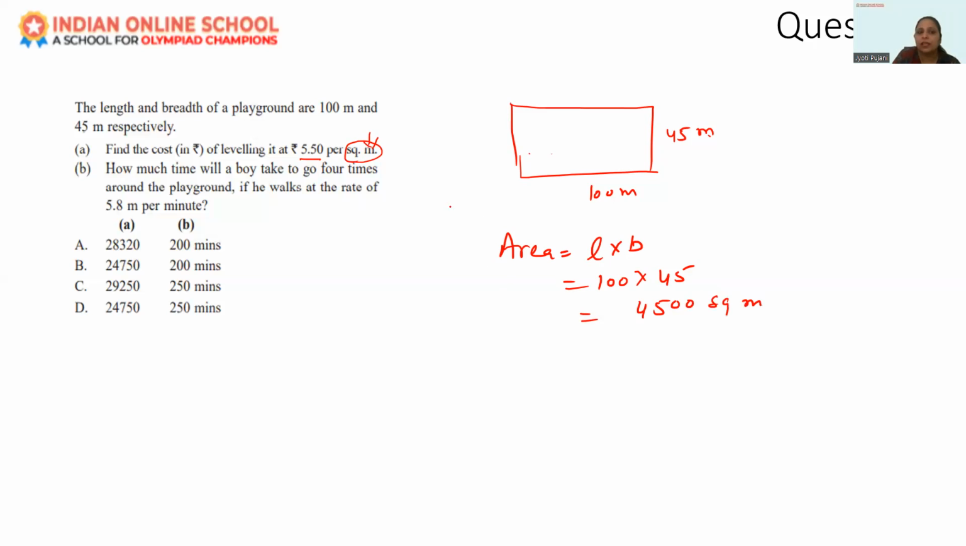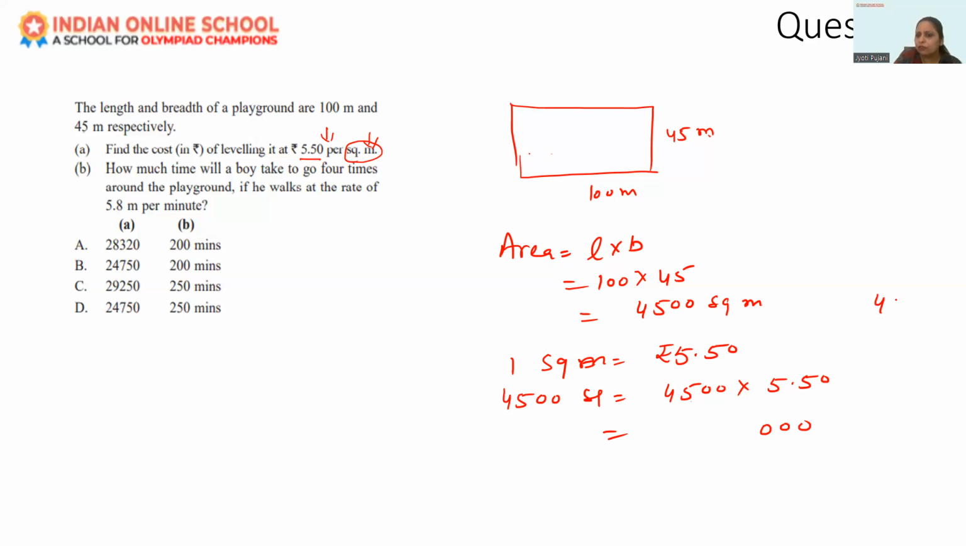Fine, everyone? Now you have to find the cost of leveling. For 1 square meter, the cost of leveling is 5 rupees 50 paisa. And I have to find it for 4,500 square meter. So I will multiply 4,500 with 5.50. So I will multiply 45 with 55. Now I will put 3 zeros here. Now I will multiply 45 with 5, then I will multiply with 11. Whatever tricks you can use for the multiplication.